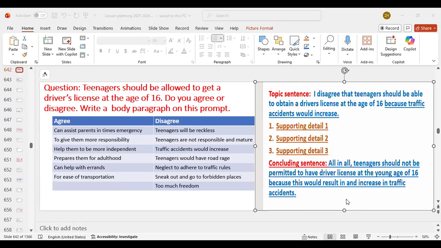I agree that teenagers should be able to obtain a driver's license at the age of 16 because they can help with errands. If the house is running low on groceries, they can pick it up or shop for new clothes for themselves. In conclusion, teenagers should be permitted to have a driver's license at a young age because it can help with running errands around the house.